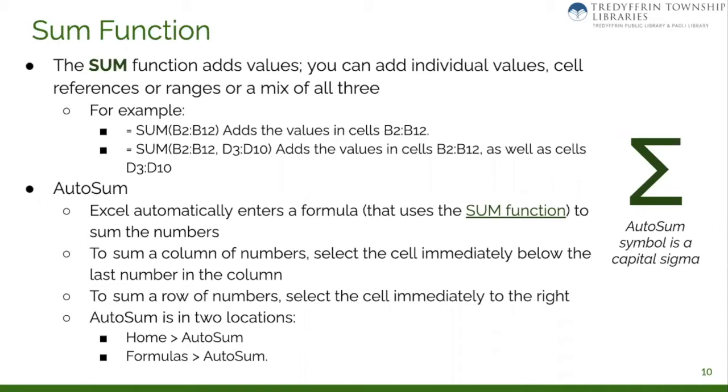If you wanted to do something a little bit more complex, such as equals sum B2 to B12 and D3 to D10, this will add values in the cells B2 to B12 as well as the cells D3 to D10. And when we move on to the practice that I sent everyone, I'll show you how you can select the cell ranges when you are using an Autosum or a sum function.